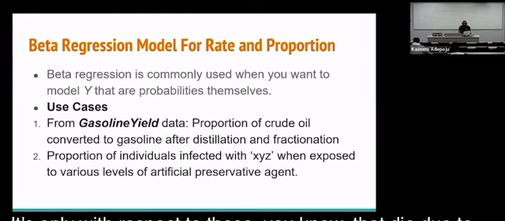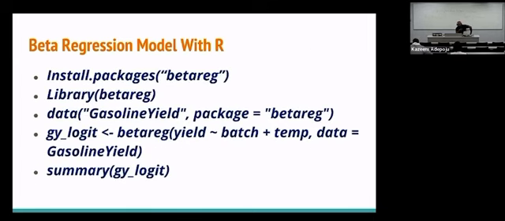That's an example, because it did not affect 100% of people in the world. So that becomes a proportion of individuals that get infected. Okay. Now I want to take you into how you can implement beta regression in R.